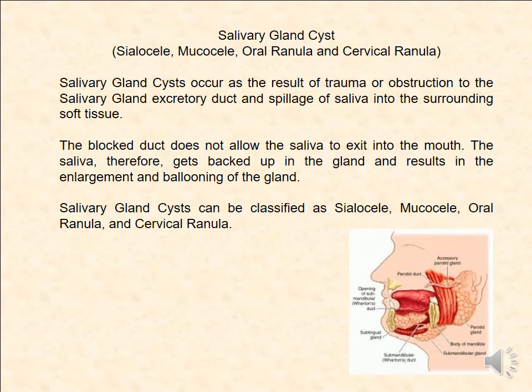Another disease that affects the salivary gland is called salivary gland cyst. We have types of cyst within the salivary gland: the first is called sialocele, then mucocele, oral ranula, and cervical ranula. Salivary gland cysts occur as a result of trauma or obstruction to the salivary gland excretory duct and spillage of saliva into surrounding soft tissue. The blocked duct does not allow the saliva to exit into the mouth. The saliva therefore backs up in the gland and results in enlargement and ballooning of the gland.